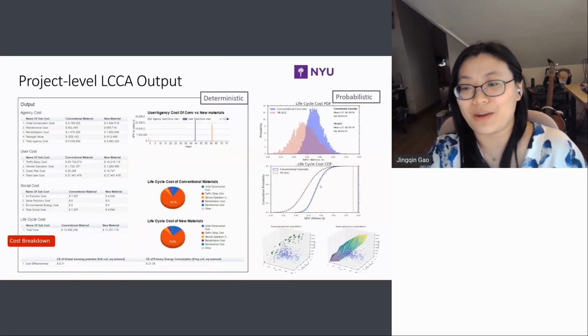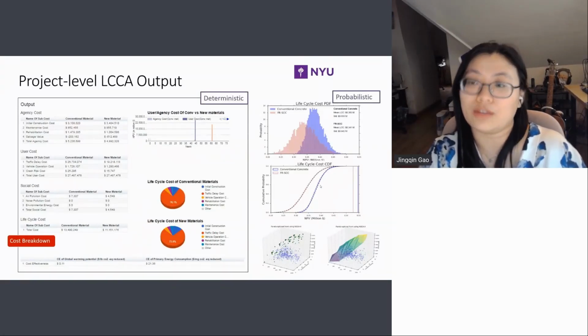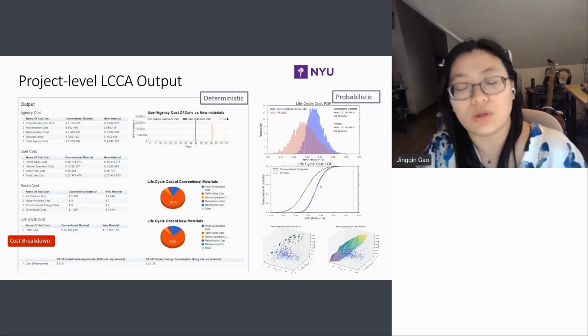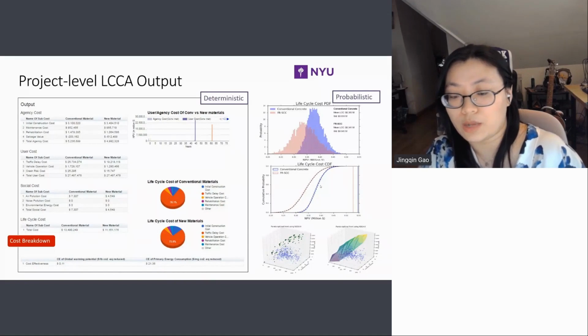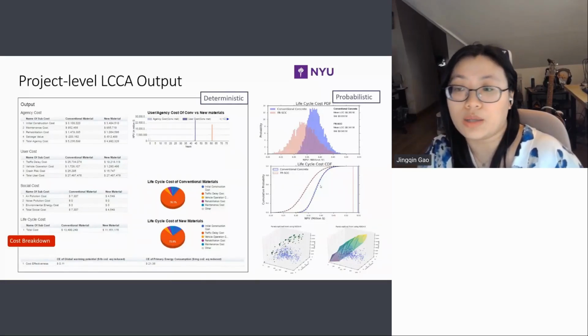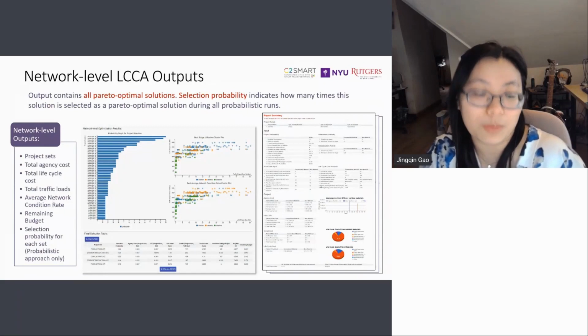And very quickly, to give some visual representation of the output, this provides a glance at the project level output. On the left side are deterministic results, on the right side are probabilistic results. And the project level output includes cost breakdowns. And on the right top, this is the output with 2 objectives, and on the bottom, the 3D chart is the output with 3 objectives. And as you can see over here, once you use the probabilistic approach, the final result will be some kind of distribution instead of one deterministic value. And for the network level output, this is a little bit more complicated.